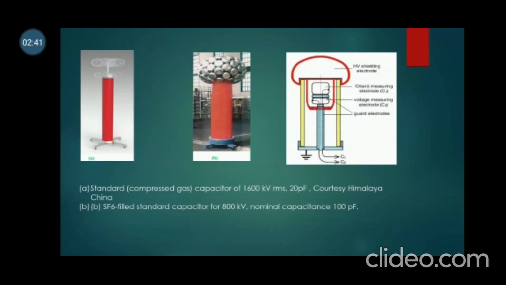These are the capacitors which can be used in the capacitive potential divider method while practically implementing it, as discussed earlier.